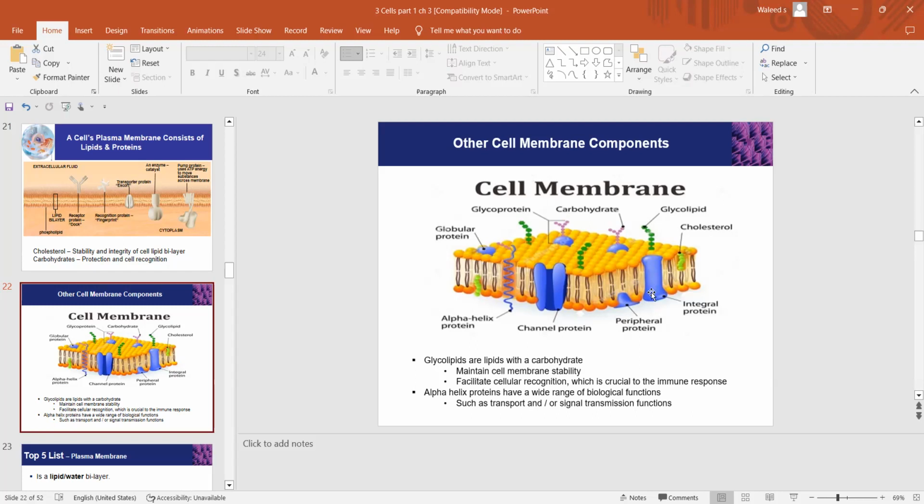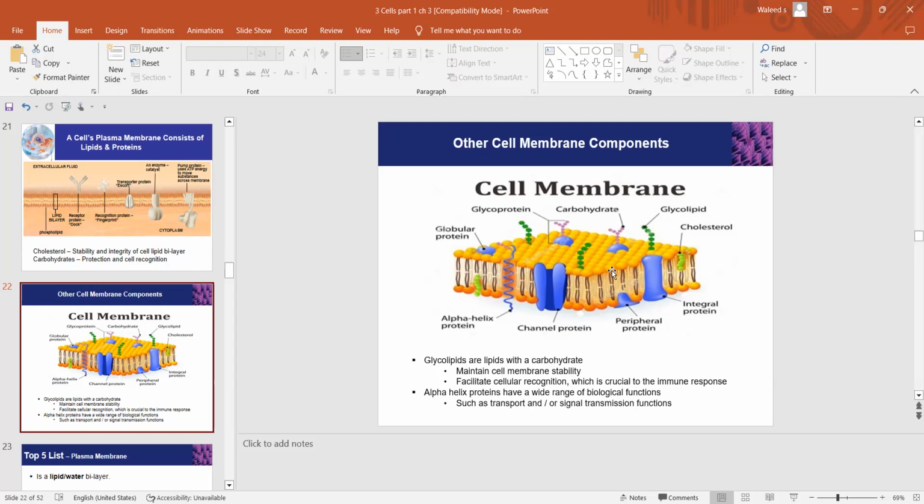What else do we have? Look at the blue. All these blue things, proteins, channels, recognition proteins, receptor proteins, and so on. What else do we have? Do you have some carbohydrates? Yes. Some of them are mixed with the fat. Some of them are mixed with proteins. The ones that are mixed with the protein, we call glycoprotein. With the lipids, you call it glycolipids.